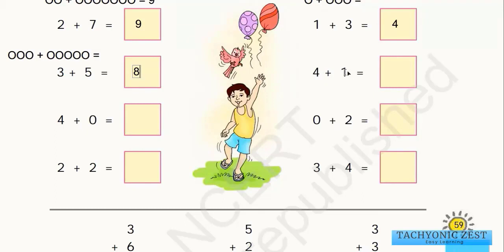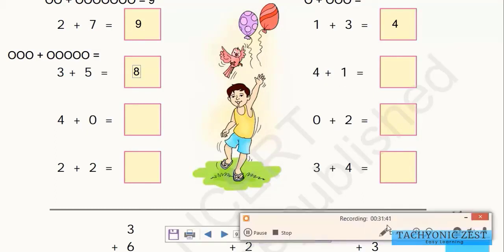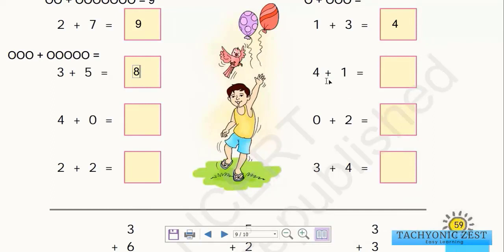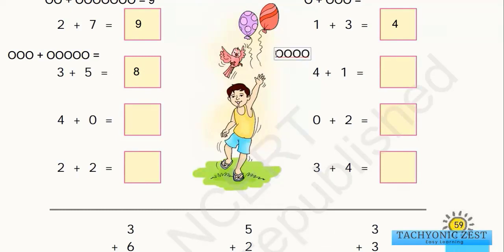Next is 4 plus 1 is equal to. At first we have 4 balls and then we add 1. So first we will draw 4 balls: 1, 2, 3, 4. Now plus how many balls we have to add? 1. So we will draw 1 more ball. Now what is the total number of balls we have? To find that, we will count all the balls together: 1, 2, 3, 4, 5. So the total number of balls here is 5.